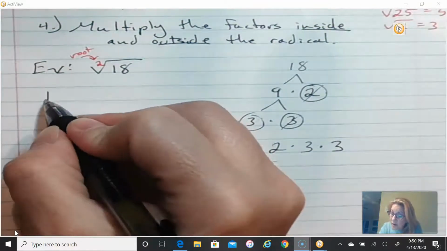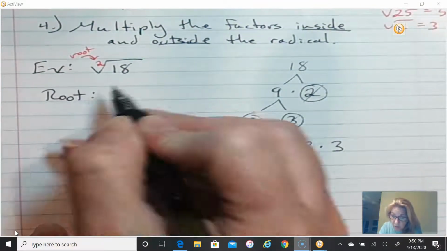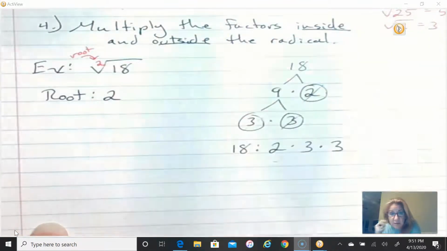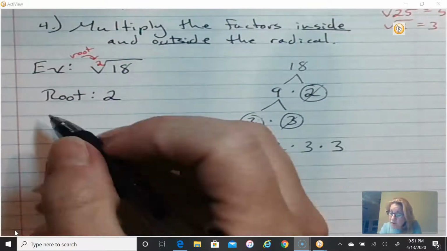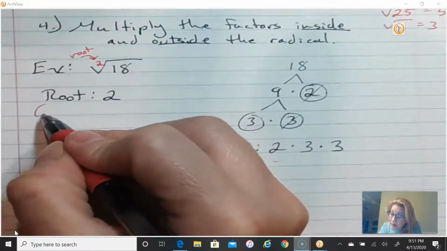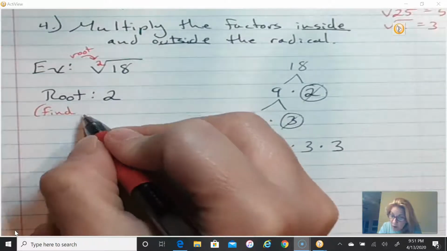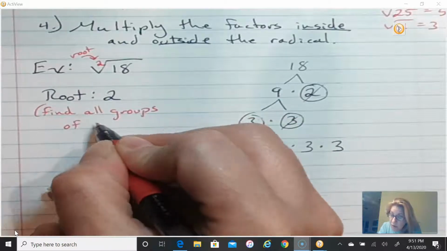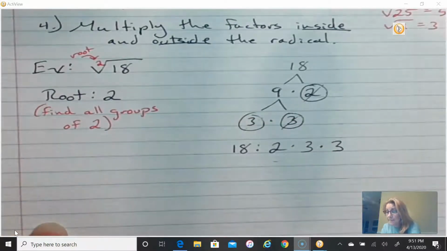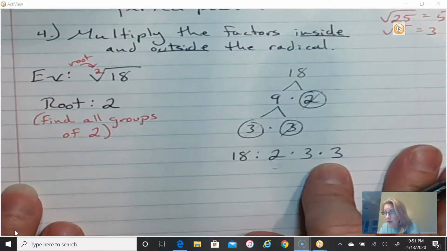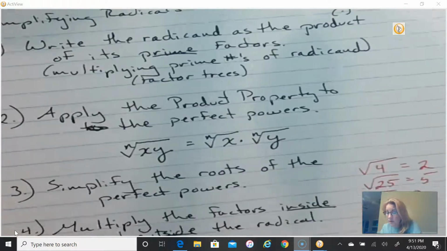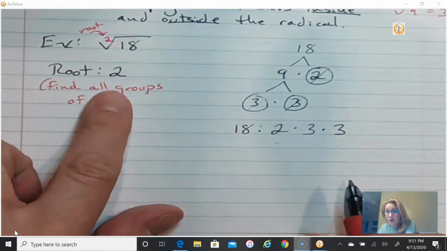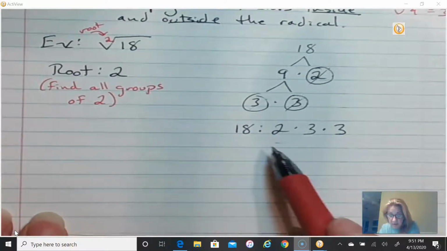So I'm writing this down, and so are you on your homework. What's the root? It's 2. There's nothing there, so we're going to assume it's 2. So what we do is find all groups of 2. Okay? That's what we're doing up here. So the root is 2, so we're going to find all groups of 2 over here.